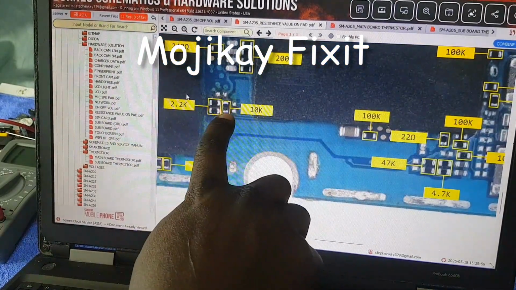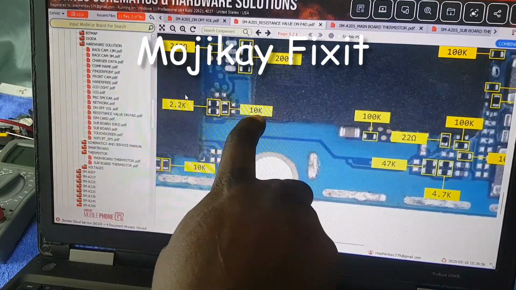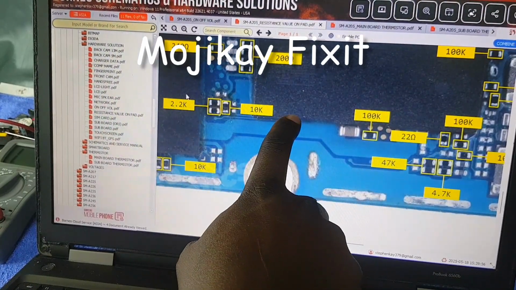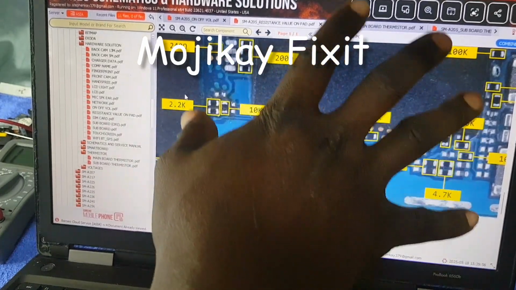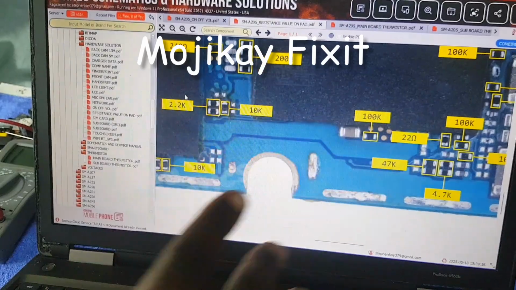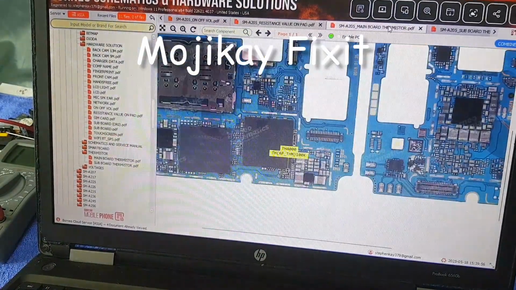Okay, this one now is 10K. If it's not giving you exactly 10K, it's giving you a lesser value, if it gives you 9 point something K, the resistor is still fine. I hope you guys are getting me. So let me go to the thermistor now.